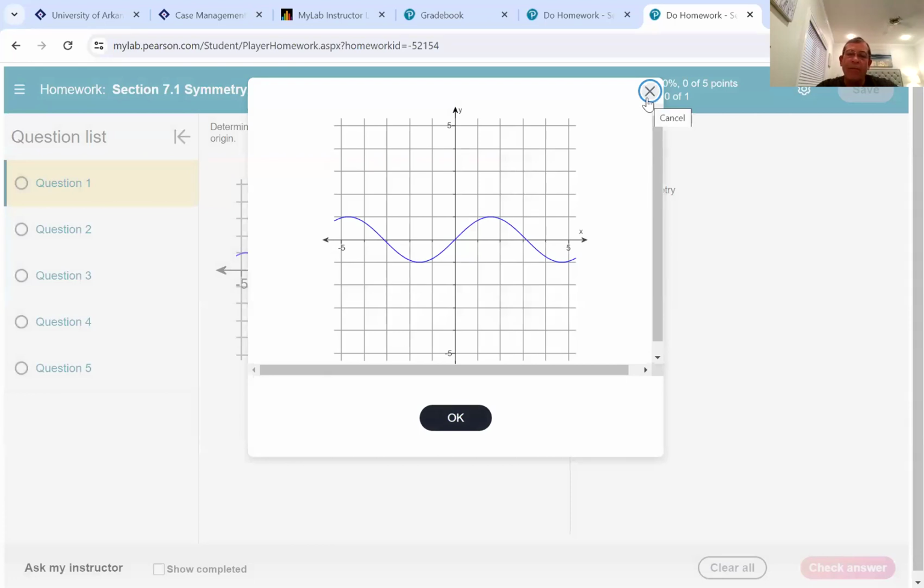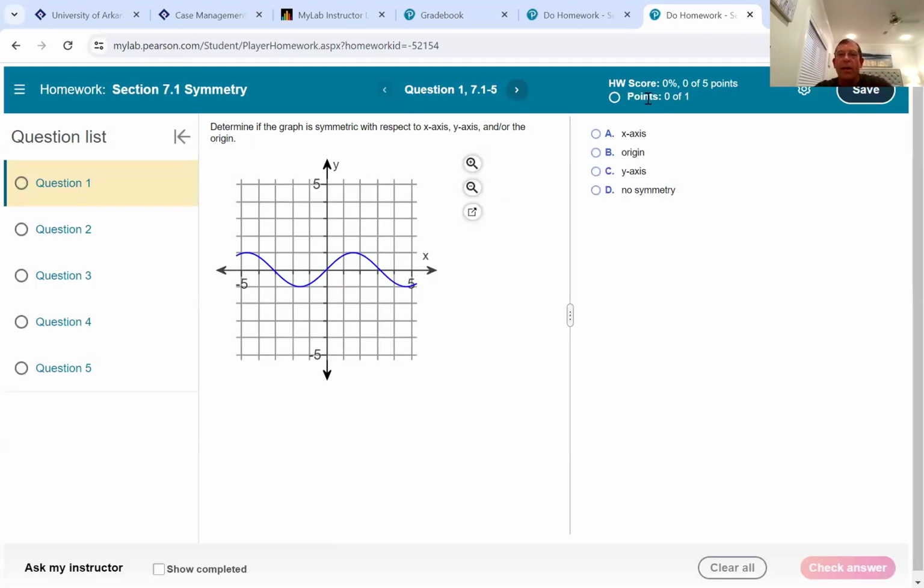Okay, so that graph would look the same either way I turned it. So that graph is only symmetric to the origin. All right, y'all with me on that?